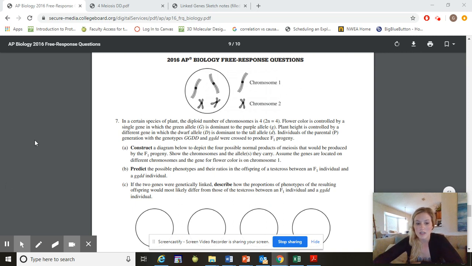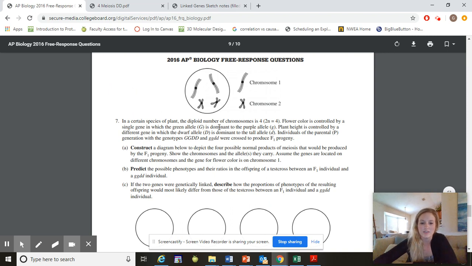The first question is going to ask us to depict the 4 possible products of meiosis that would be produced by the F1 progeny. So we need to first remember what is meiosis and what's happening there. Remember, meiosis is the process of making gametes.